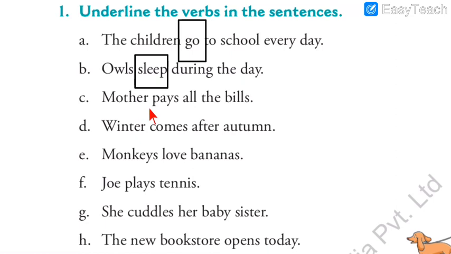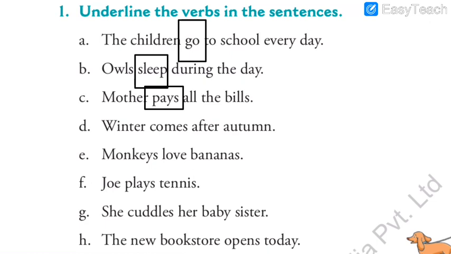Clear enough? Okay, let us move on to the next one. Sentence C. Mother pays all the bills. So now what is mother doing? She pays all the bills. Correct? Again, it could be her habit, or it could be in her routine work, because to maintain the house is the work of mother. So mother pays. What does she do? She pays. Correct? So to pay something is also a kind of action.